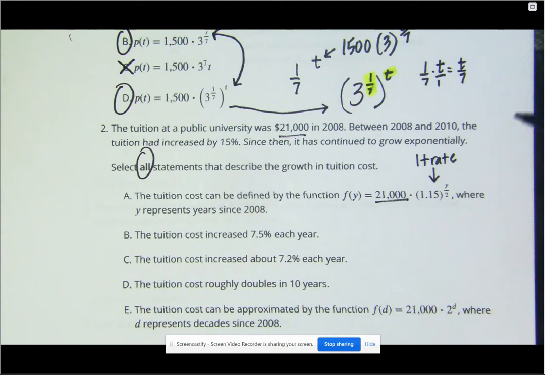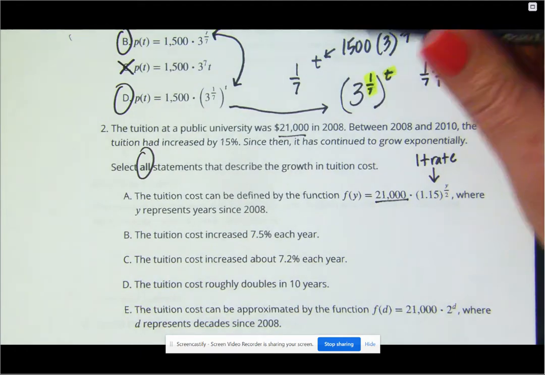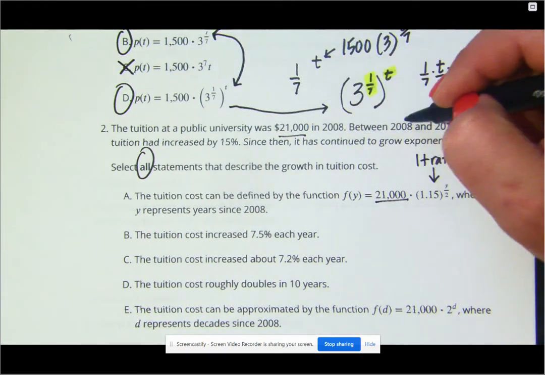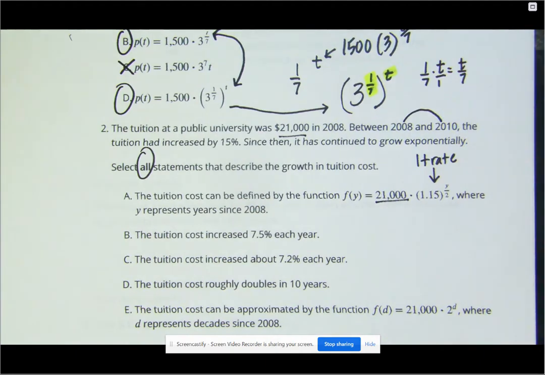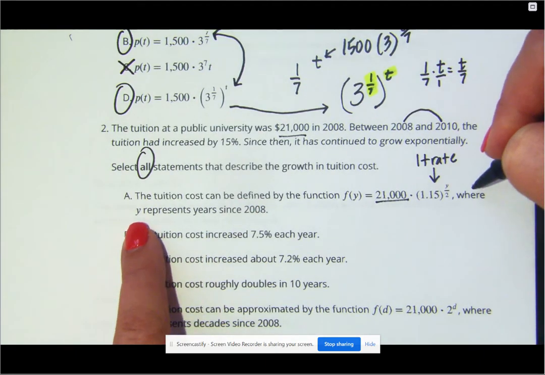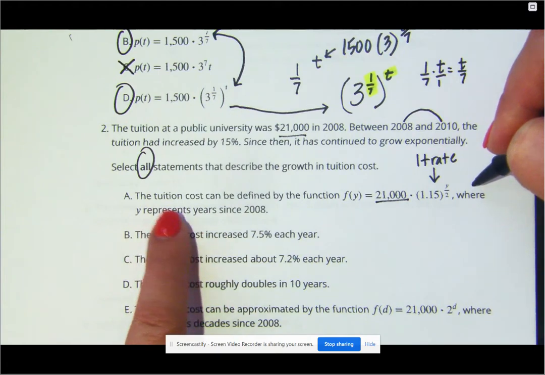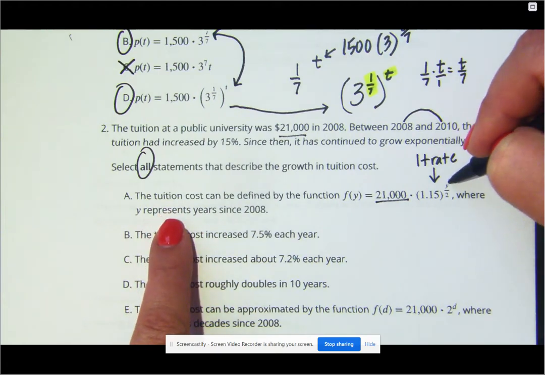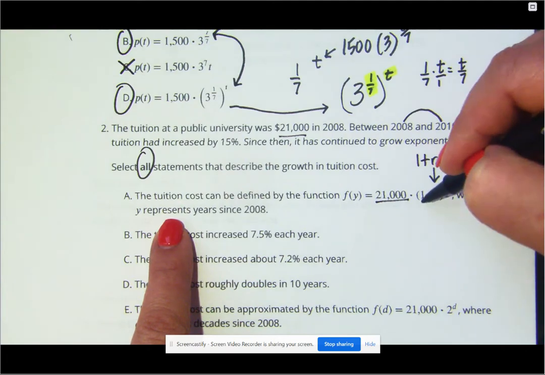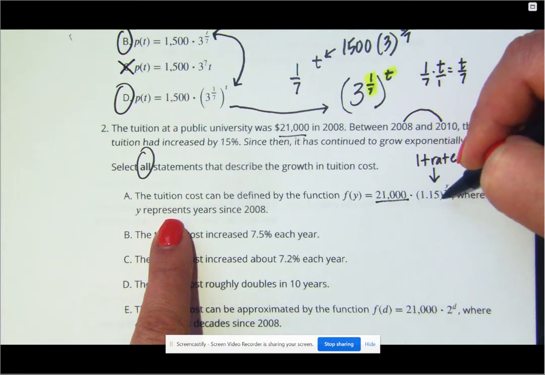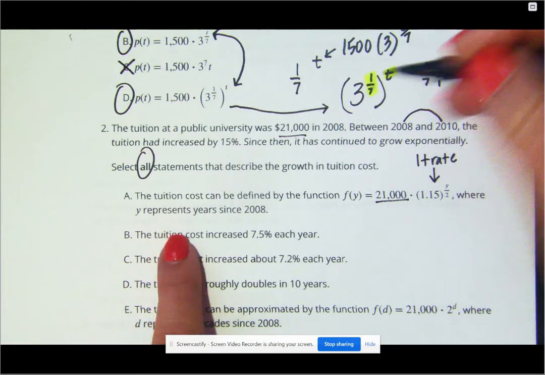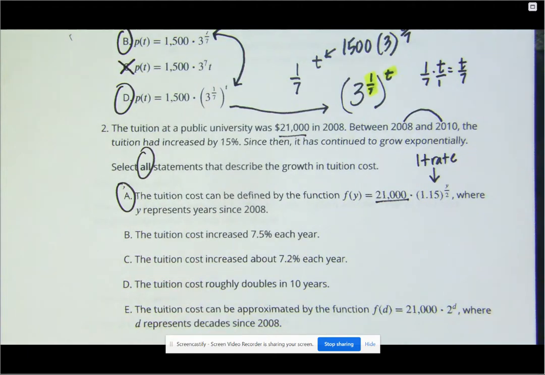And then the growth rate was 15% over 2 years, right? And they're saying this one is per year for a single year. So see how they put y over 2. Because if you put a 1 in, that would only stand for 1 out of the 2 years that this 15% was the growth rate for. Okay, so that's good. The tuition cost increased 7.5% each year.